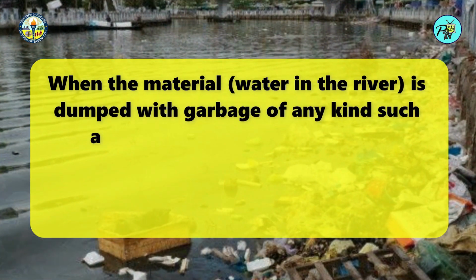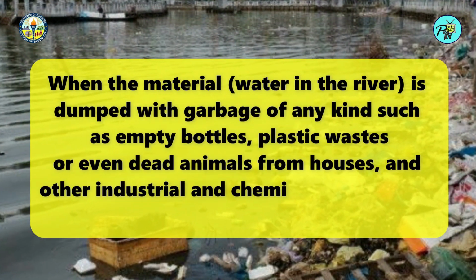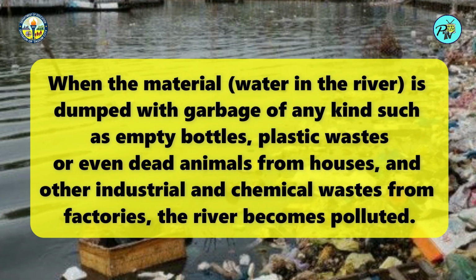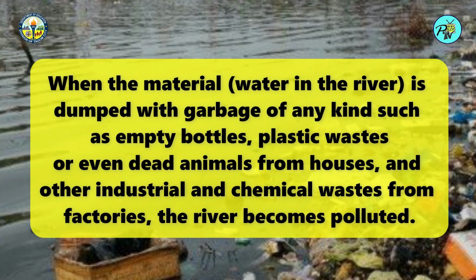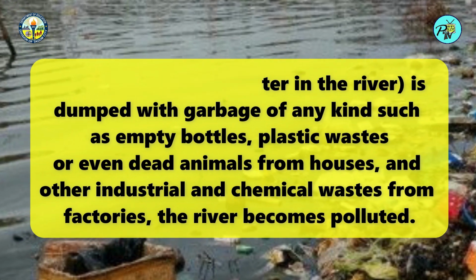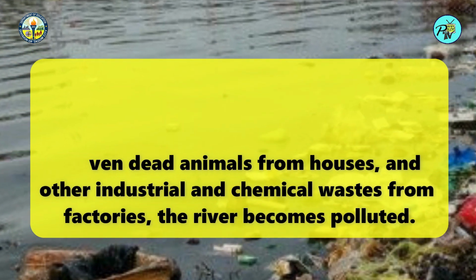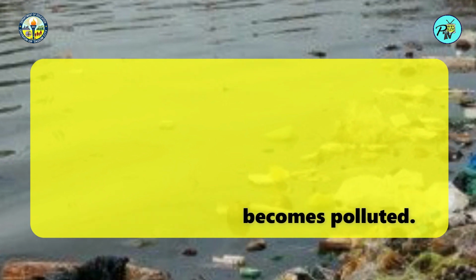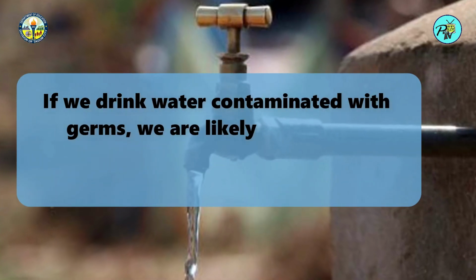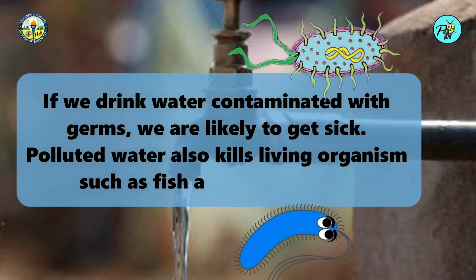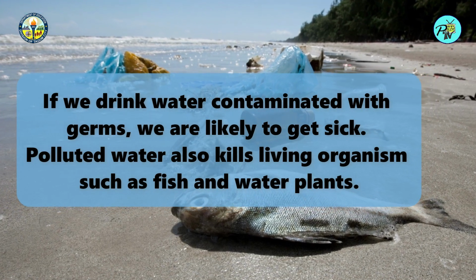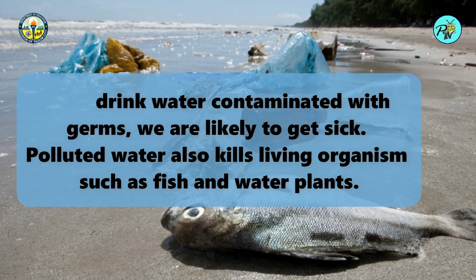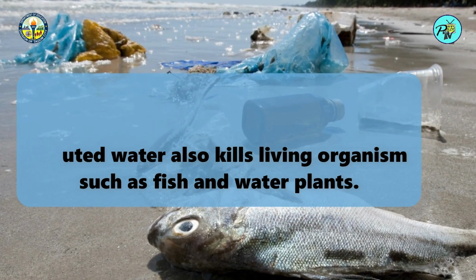When the material is dumped with garbage of any kind, such as empty bottles, plastic waste, or even dead animals from houses, and industrial and chemical waste from factories, the river becomes polluted. If we drink water contaminated with germs, we are likely to get sick. Polluted water also kills living organisms, such as fish and water plants.